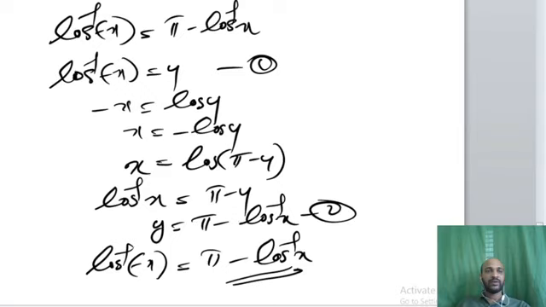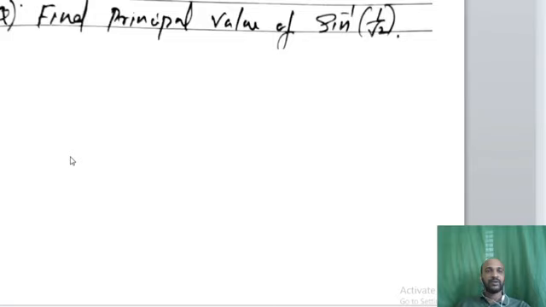Now, by using these basic properties, we can find the principal value of different inverse trigonometric functions. Let us consider one question. Find the principal value of sine inverse of 1 by root 2. Principal value means the value of the inverse trigonometric function in the principal branch. That means here you have to find the value of sine inverse of 1 by root 2 in minus pi by 2 to pi by 2. The value should be in between minus pi by 2 and pi by 2.